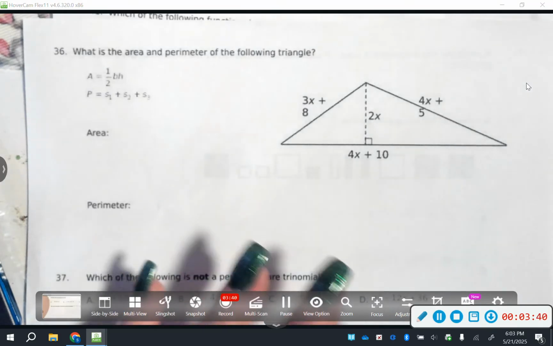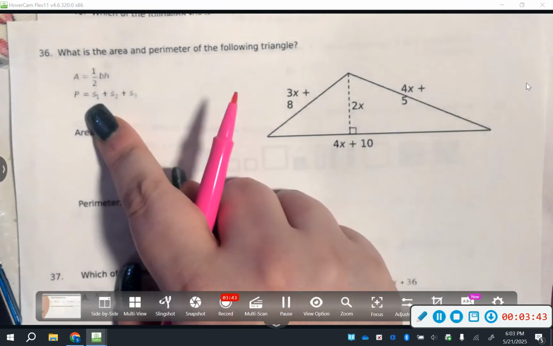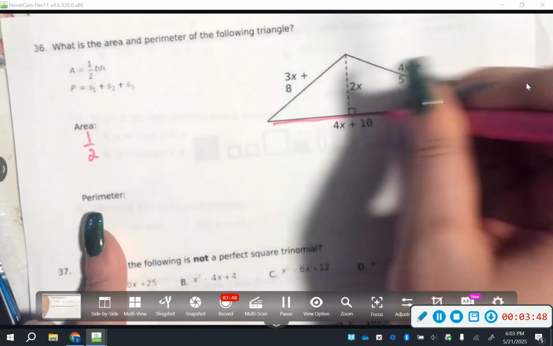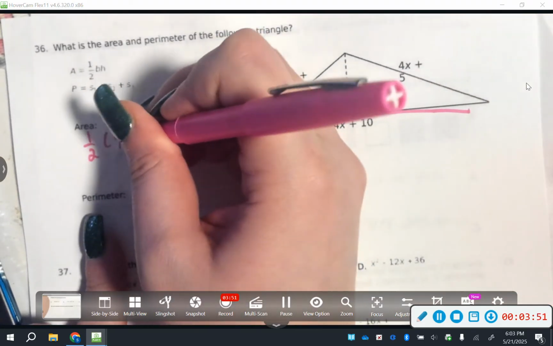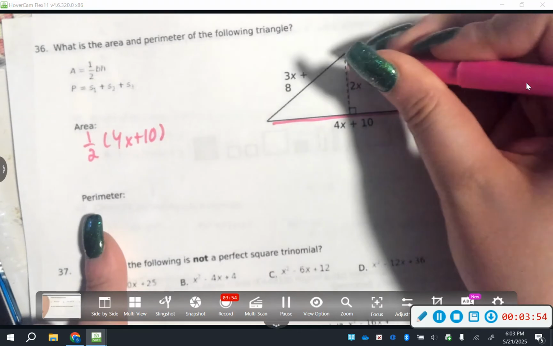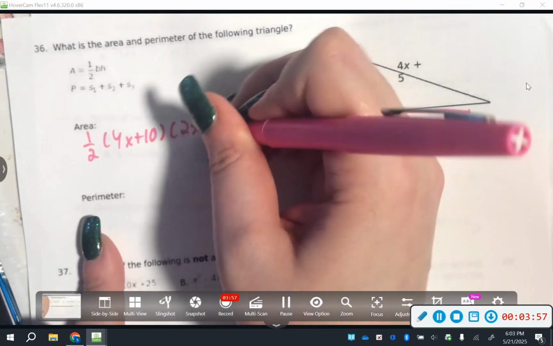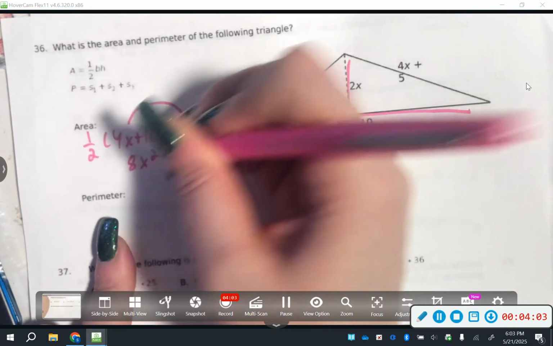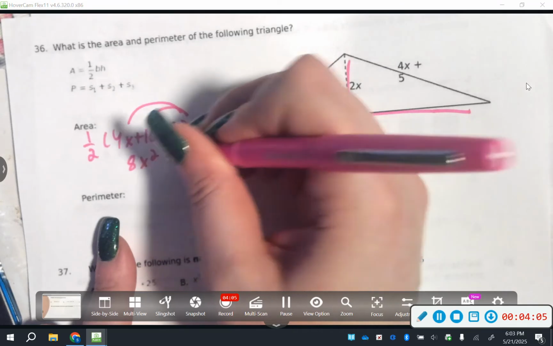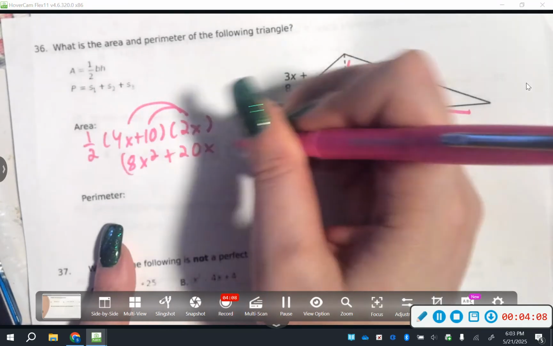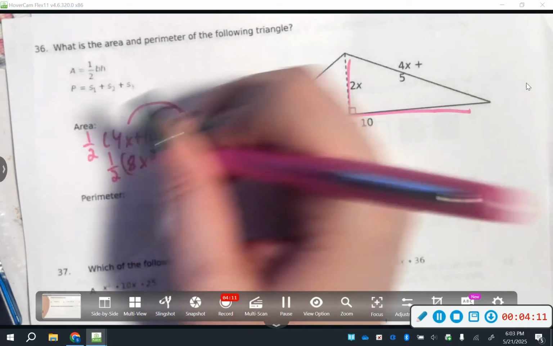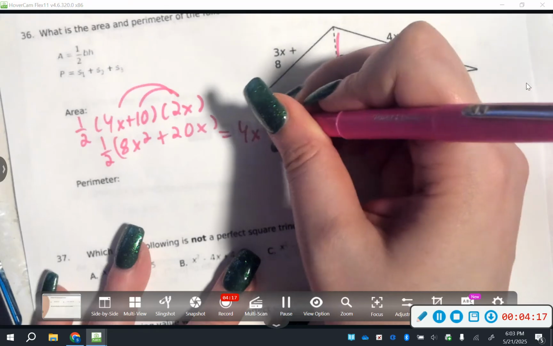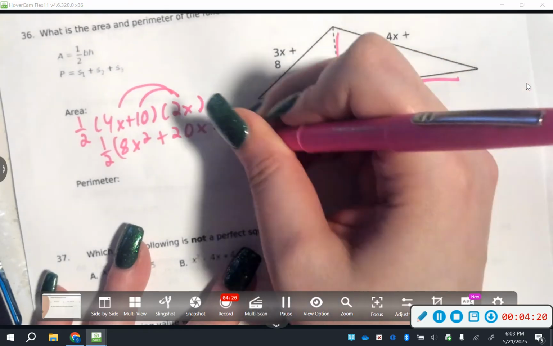All right, for question number 36, this is area and perimeter. It says that the formula for the area of a triangle is 1/2 base times height. So 1/2, our base is 4x plus 10. Our height is 2x. I'm going to go ahead and deal with these first. 4x times 2x is 8x squared. 10 times 2x is plus 20x. We still haven't dealt with the 1/2, so we multiply everything inside our parentheses by 1/2. So it would be 4x squared plus 10x.